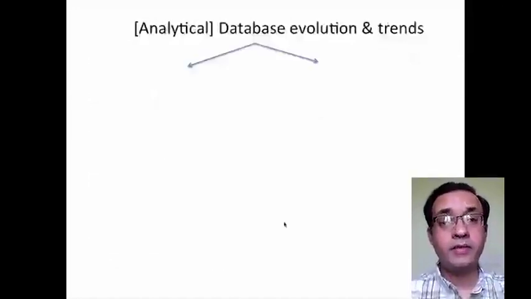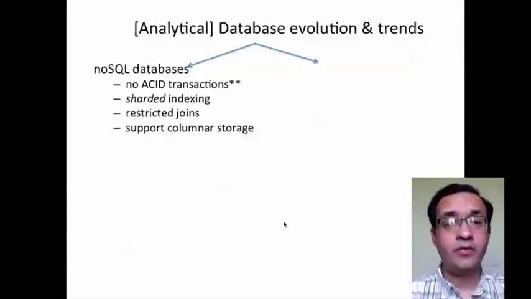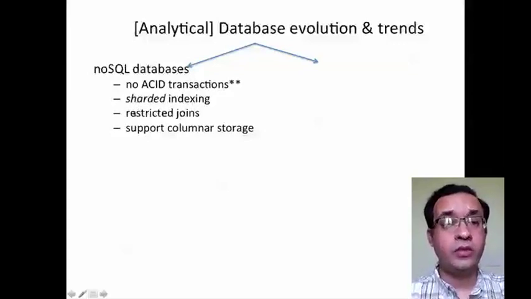So let me try to summarize the evolution of analytical databases and current trends. On the one hand, we have the NoSQL databases. They got rid of ACID transactions, that is transaction isolation, to deal with conflicts and locking. None of that is there. Instead of having indexes, they essentially use shards. That means distribution of data across different data nodes, distributed processing rather than indexing. They don't have joins because joins are better done in, say, MapReduce, and they support columnar storage so that you can have wide data. And as we've just mentioned, big data is about wide data.